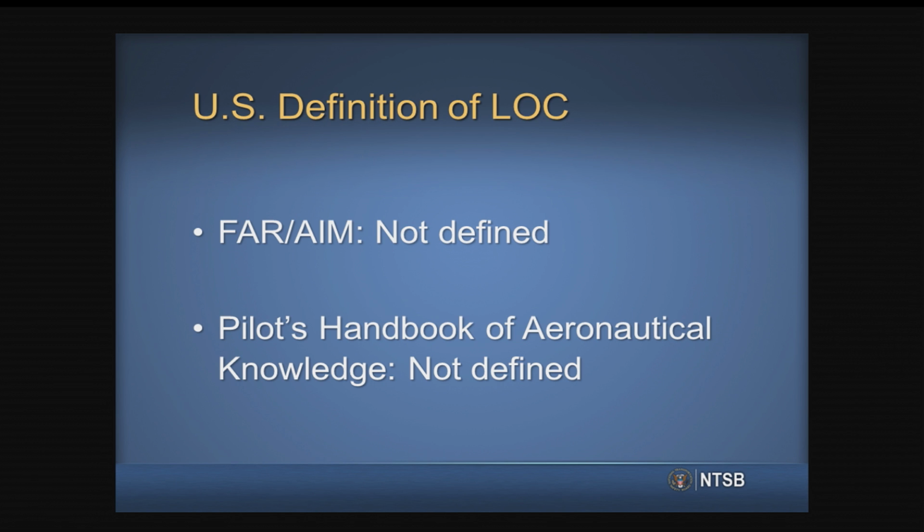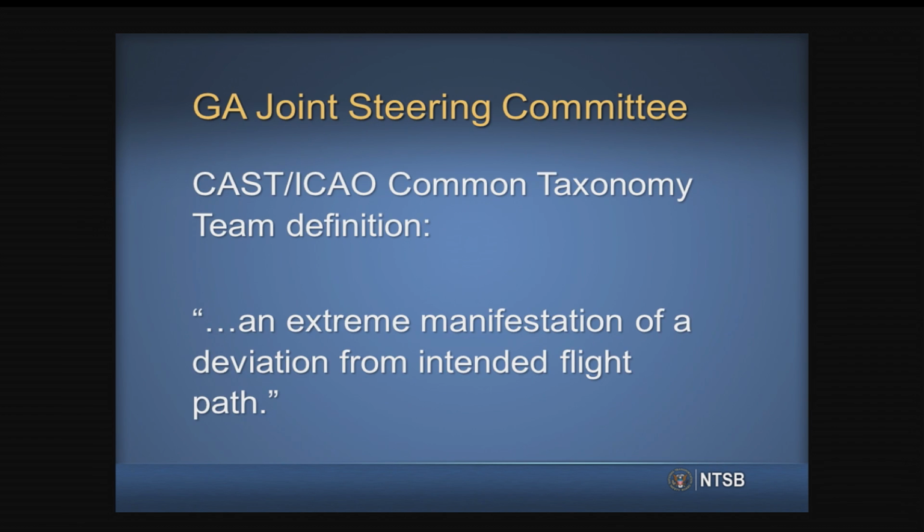Definition of loss of control. If we look at FAR AIM, it's not defined, and if we look at the Pilot's Handbook of Aeronautical Knowledge, it's also not defined. There's something called the General Aviation Joint Steering Committee, and there's something called the Commercial Aviation Safety Team, both of which you'll hear about on panel 1. They use a common taxonomy definition for loss of control, which is an extreme manifestation of a deviation from intended flight path. It's a little bit of a mouthful.